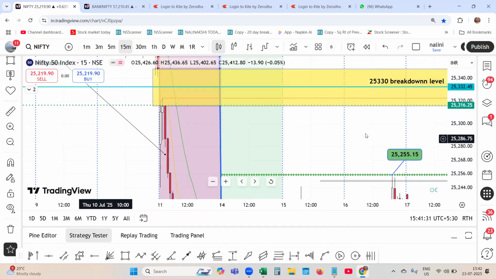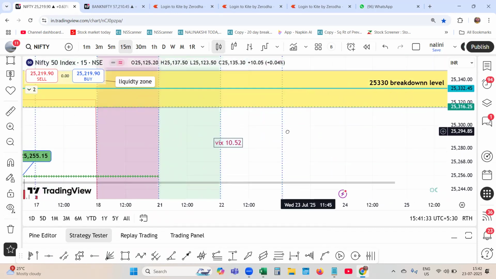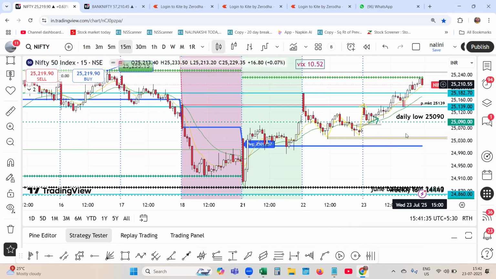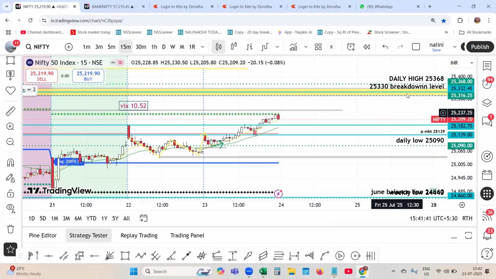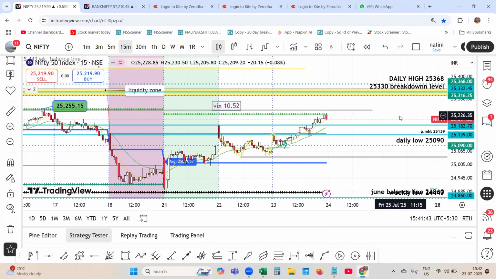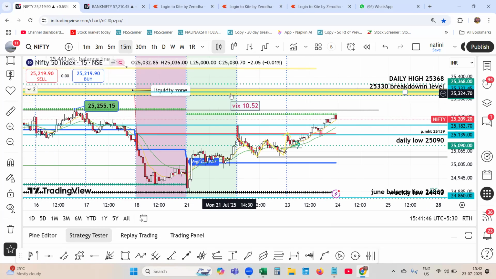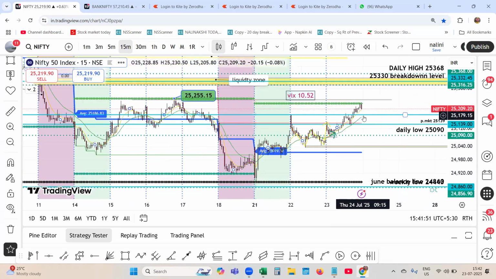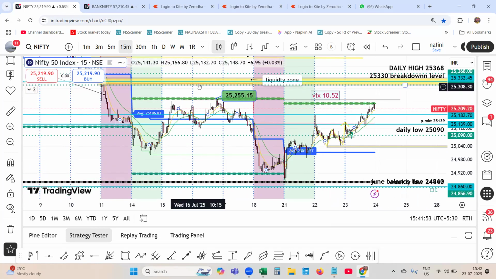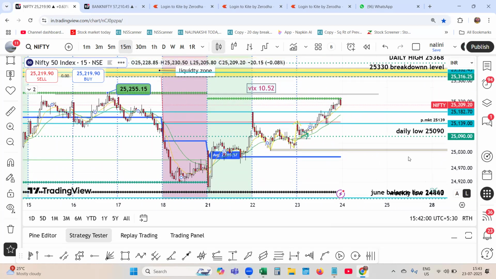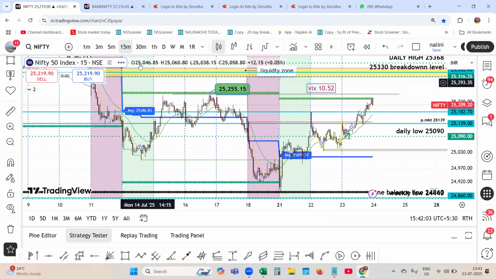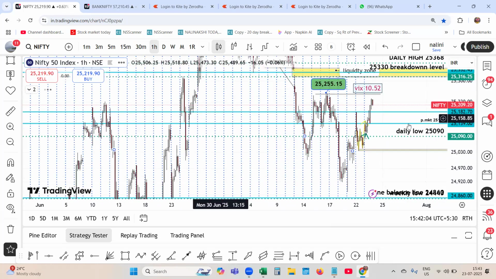If we come back to this level, you can see, let me reset the chart, this is the breakdown level. 25,330 is the breakdown level. And exactly that is the liquidity zone. What the market can do is go past this level and face resistance around 25,368. So it is not a reversal, because let me change it to the hourly chart and show it to you people.